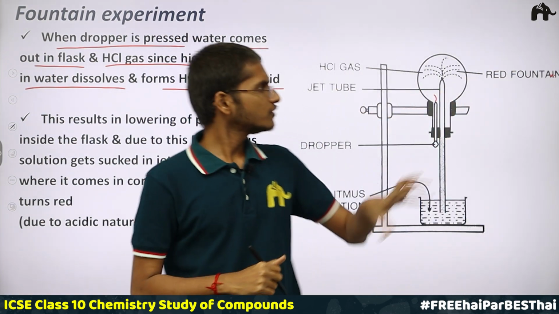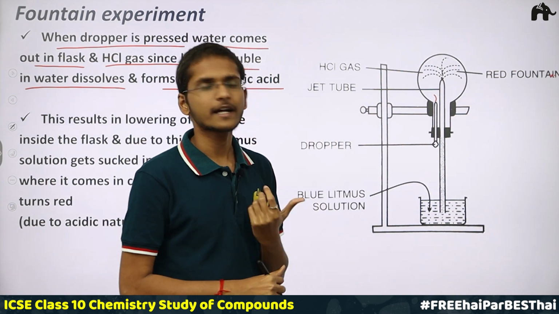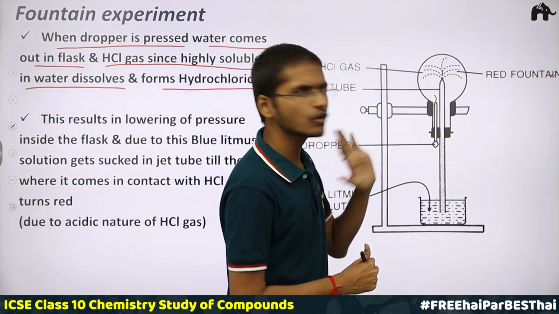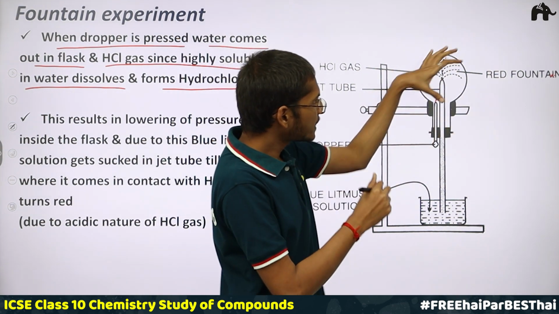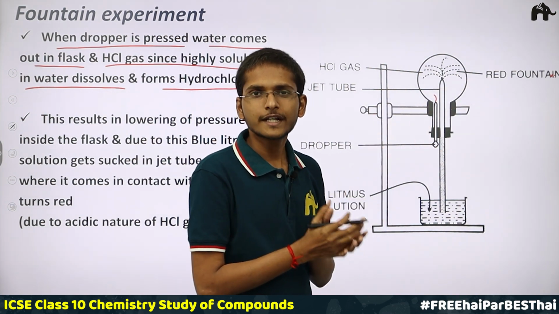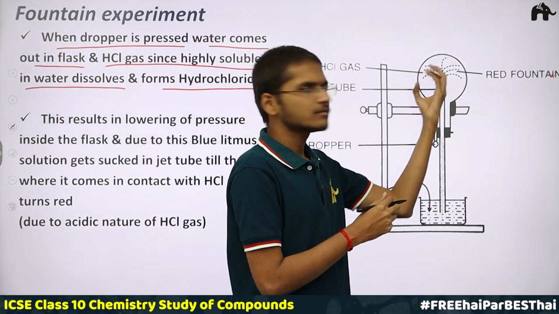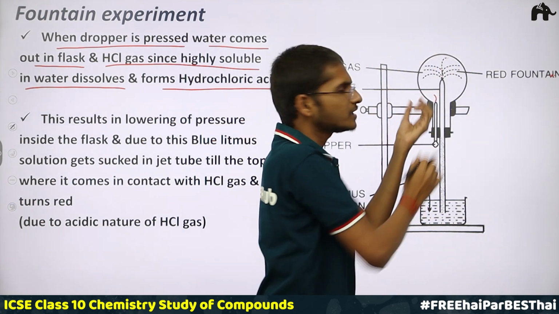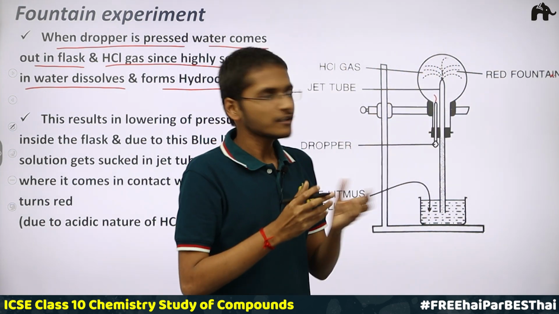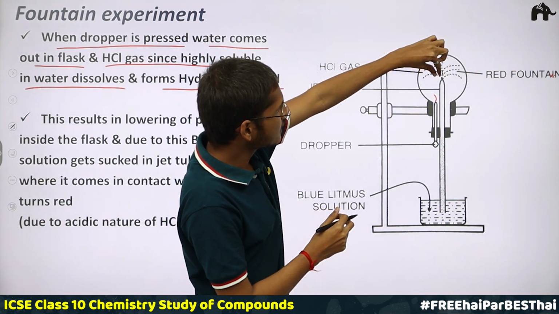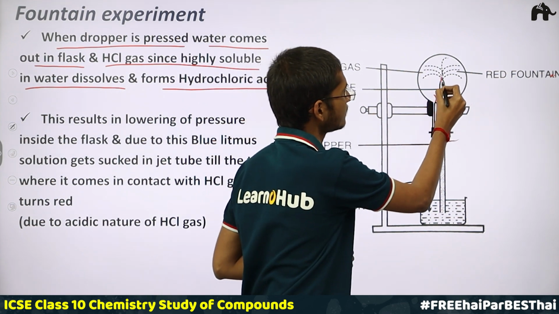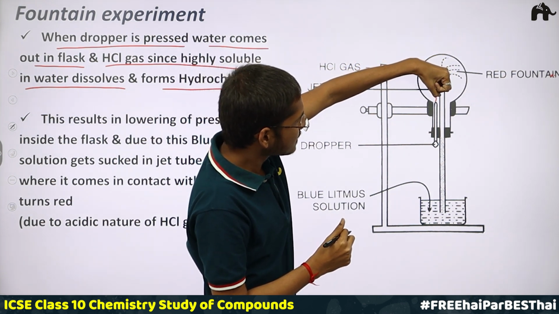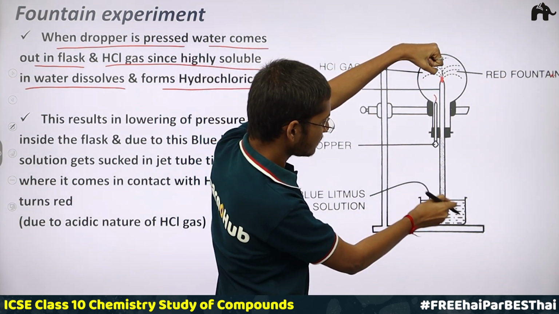Now what happens is, see, if our HCl gas is now getting dissolved and forming hydrochloric acid, this means that the amount of HCl gas is getting reduced in this round bottom flask, which is tightly fitted with a cork. So this means that the pressure inside the flask would reduce, right? We all know that if the gas is getting less and less in this flask, the pressure in the flask is getting less and less. And you know that when the pressure is getting less and less, what would happen? Here there is a jet tube, and this is the opening of the jet tube. Now since the pressure is getting lower and lower here, it would start sucking this blue litmus solution.